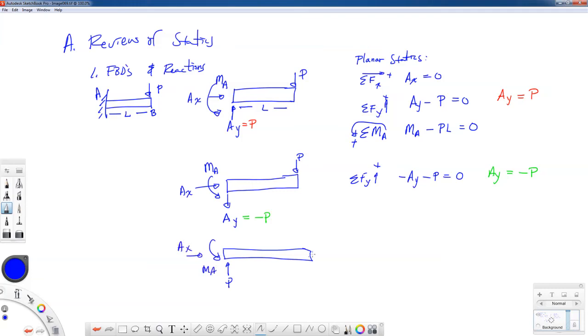And in both cases, the free body diagram on the very top and the one on the very bottom are equivalent because they both have a force P that points upward. So let's just make a note of that. A negative sign on a reaction just means that that reaction points in the opposite direction from what you have assumed.